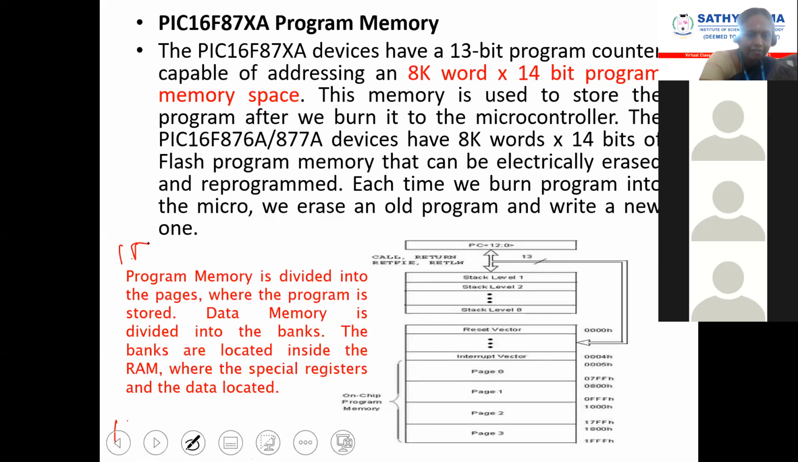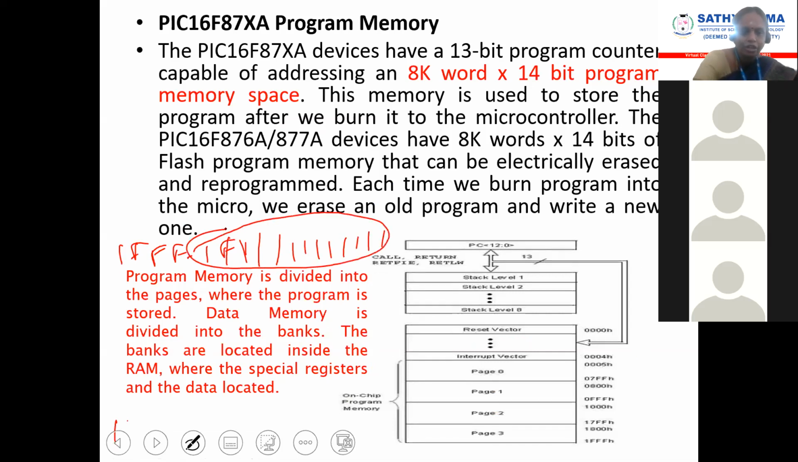So here, 1FFF. Are you clear? Totally they allocated, you just see, 4, 8, 12. But here we have only one more. So what they are saying now is a 13-bit program counter capable of addressing 8K words, and a 14-bit program memory space.